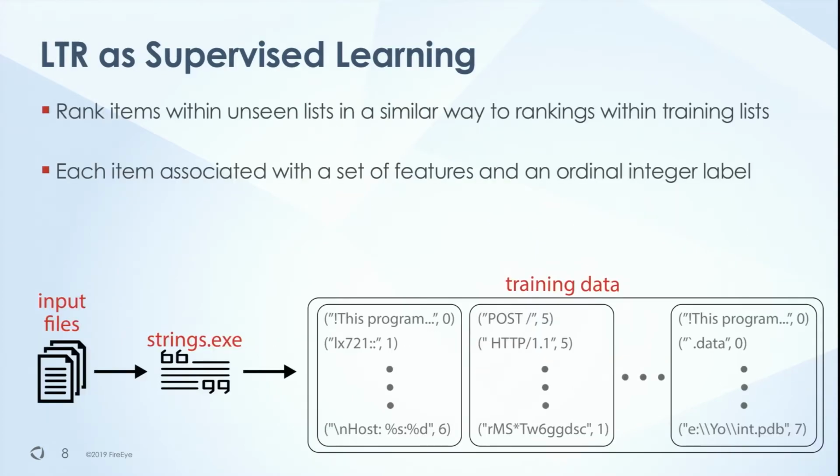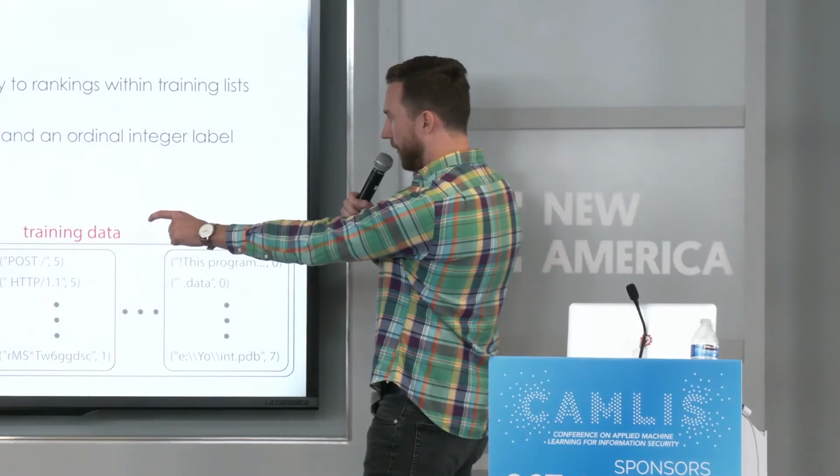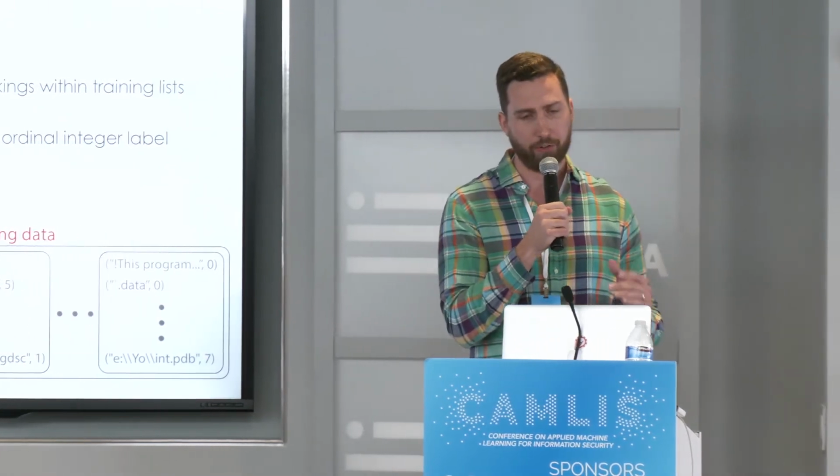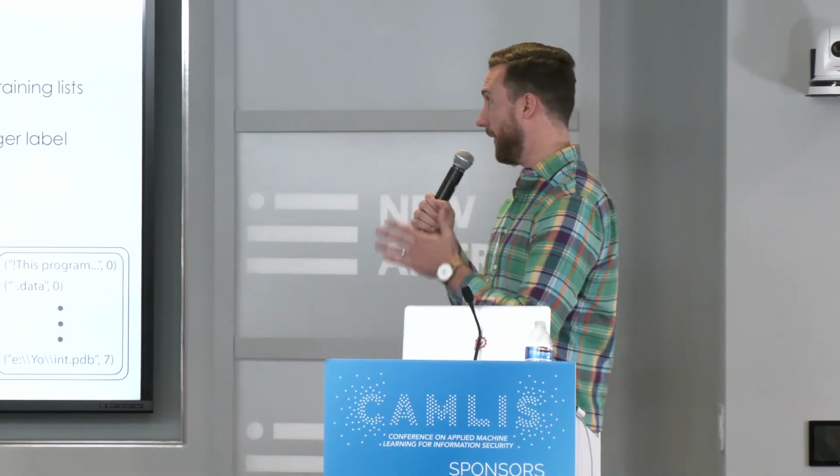And so to formally drive this a little bit more, how do we pose this as a supervised learning task? As you see, we have the input files, we run strings over them, and we can produce a bunch of potential training data for us. Here you have each individual rounded circle representing a single binary's strings output, and each output contains a list of strings. And each of those strings is going to be associated with an ordinal label. And this ordinal label will encode our relevance score.